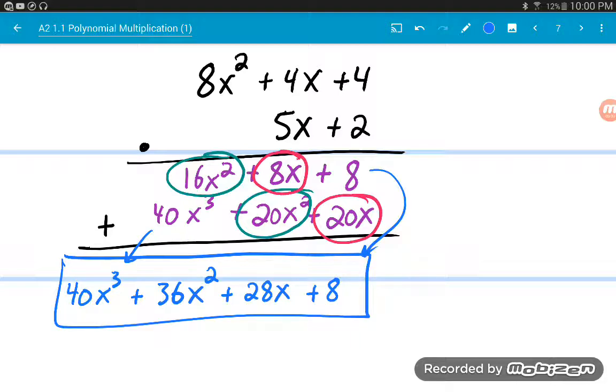And that's the answer. Like I said, if you prefer this method, you might want to go back to the first question and see if you could do that and get the same answer that I got using this method.